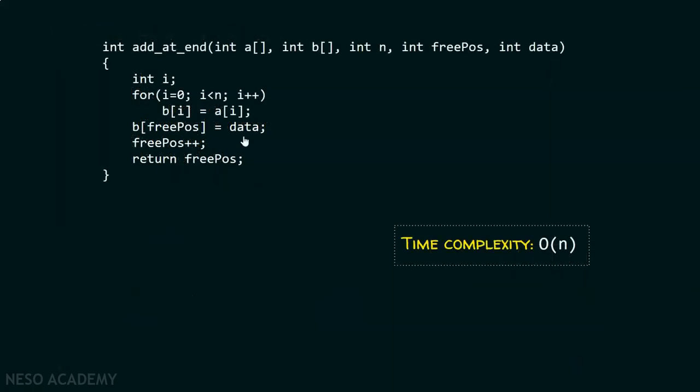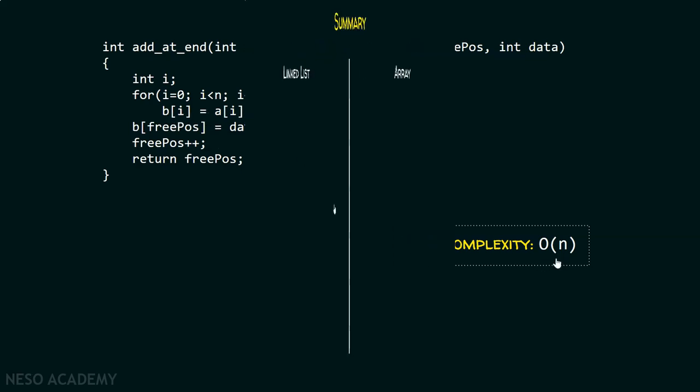And of course in this case the time complexity of this function is big O of n, because here we need to copy the elements from array A to array B, because we know that array A is already full. And if array A is full, there is no empty slot available. Therefore, we need to create a new array and we need to copy everything from array A to array B. That is why order of n is the time complexity of this function. This copying is part of adding the data at the end. That is why it is counted over here, and the time complexity will be big O of n.